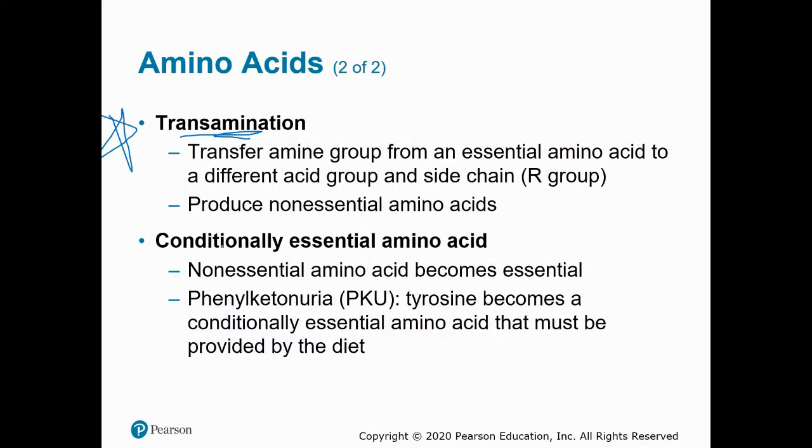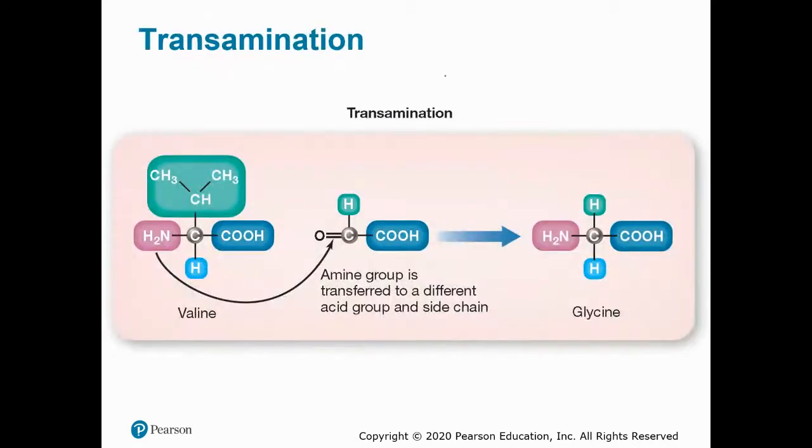Transamination is basically how we produce the non-essential amino acids in our bodies. Really all we're doing is transferring the amine group from an essential amino acid to a different carboxyl group with a different side chain. So that's all we do. Right here, this is the schematic of transamination. So we have this, which is almost the backbone for an amino acid, but what's missing is the amine group, and what's missing is the specific side chain.